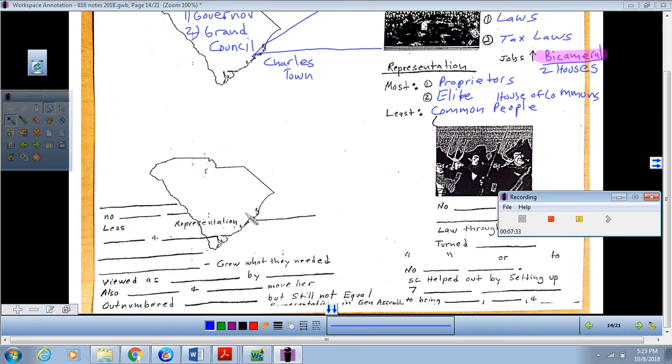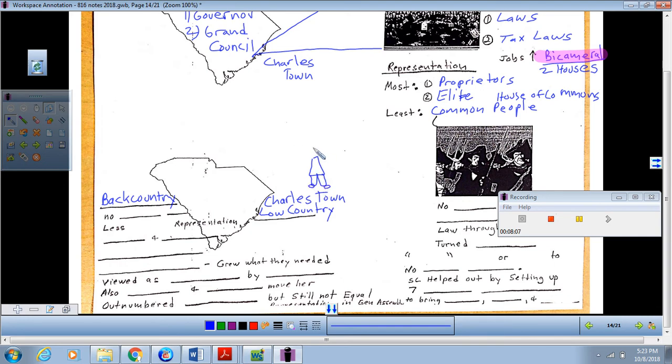Now, as the Carolina colony evolved, there became a definite difference between the back country and the low country. Because in the low country, which was the area surrounding Charlestown, you had wealthy planters like this guy.